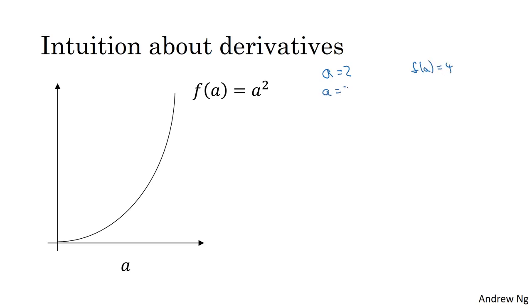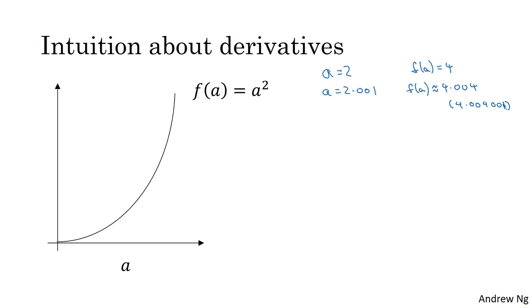Let's nudge a slightly to the right. So now a is equal to 2.001. F of a, which is a squared, is going to be approximately 4.004. It turns out that the exact value, if you pull out a calculator and figure this out, is actually 4.004001. But I'm just going to say 4.004 is close enough.